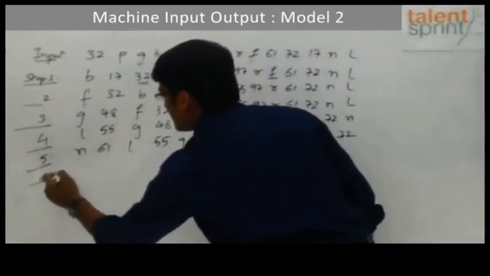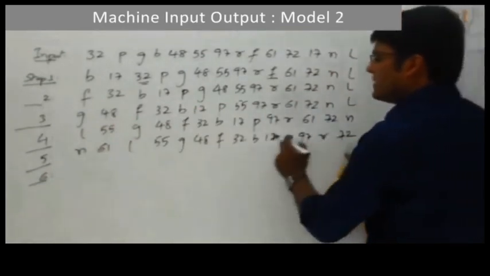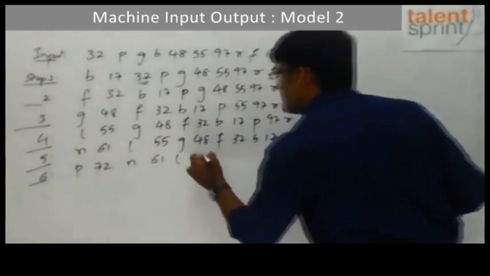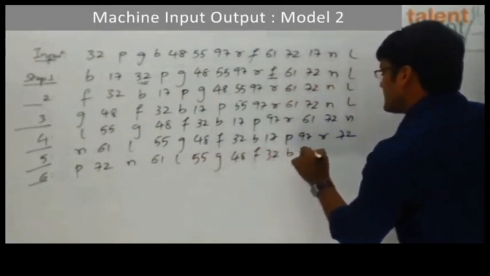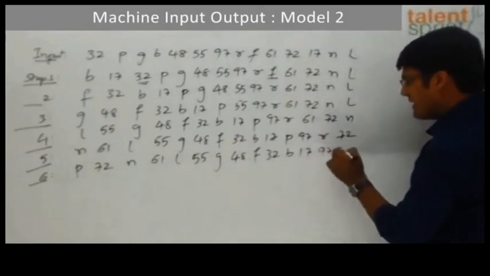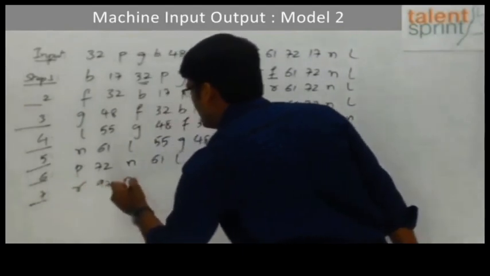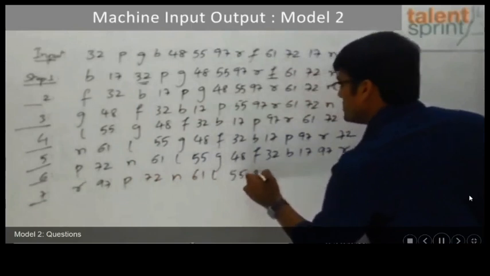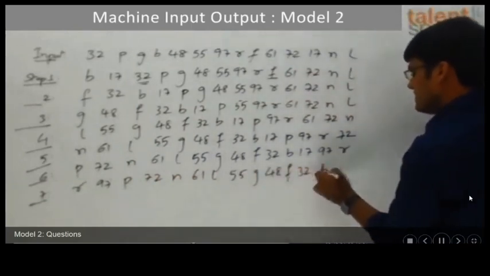Then step 6, right? What comes after this? After N, we'll have P, and the number will be 72. So P72, N 61, L 55, G 48, F 32, B 17. Understand P and 72 have gone there. So what is left out? 97 and R. And in the last step, 7th step, take 97 and R. So R 97, P 72, N 61, L 55, G 48, F 32, B and 17.